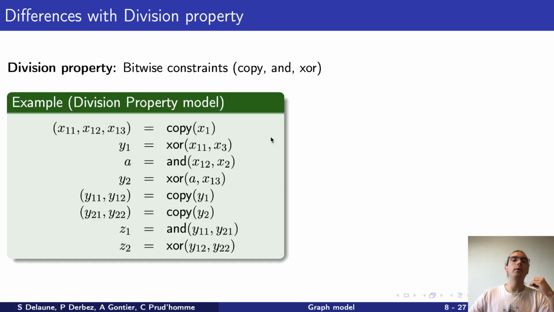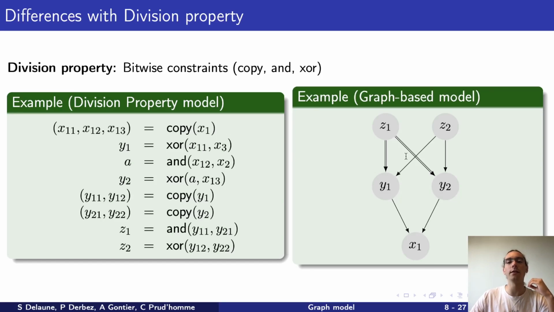The previous method uses bitwise constraints to model this problem, like copy and XOR, and this is the example of the two-round function from earlier. And in this paper, we propose to model this instead in a graph model. So there is a one-to-one mapping from this model to this model, but the main difference is that the graph-based model focuses on the transitions between the bits, the edges, and the division property focuses on the bits themselves.